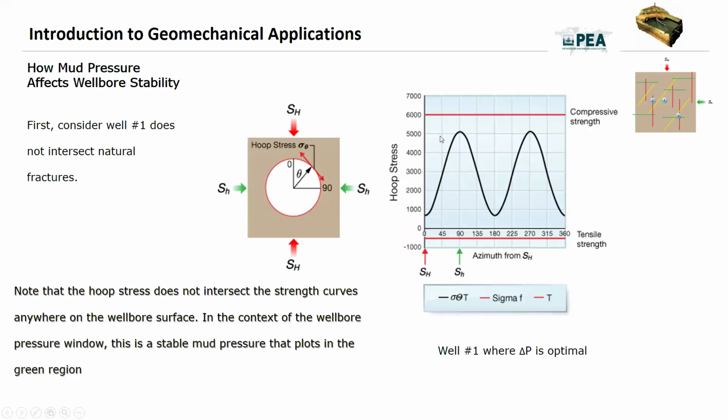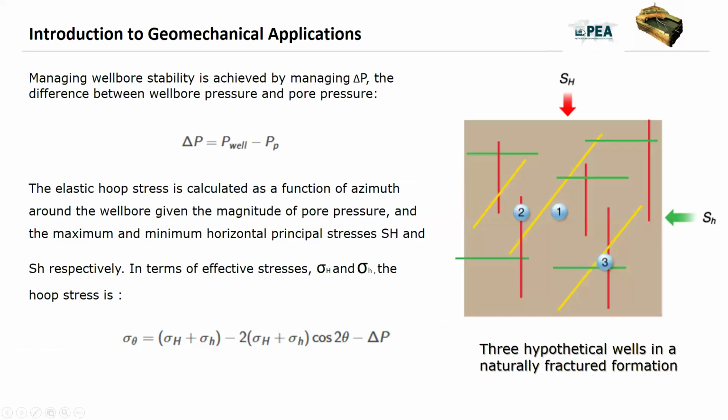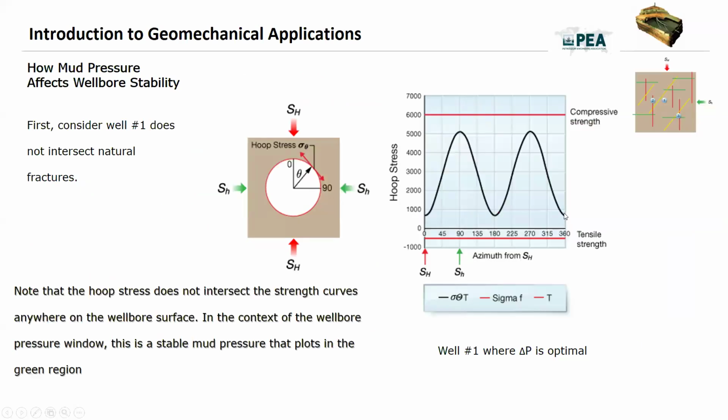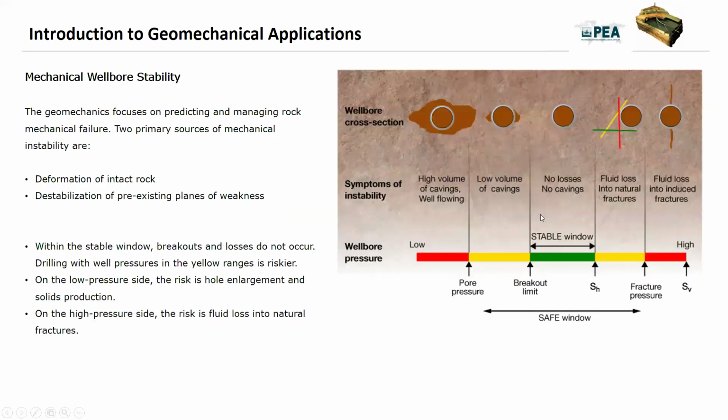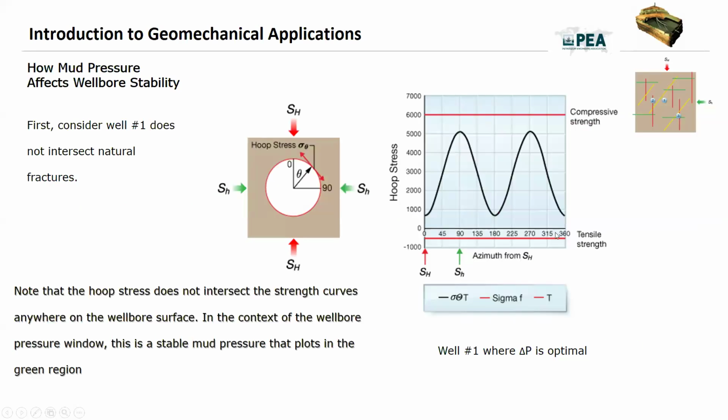The effect of changing the well pressure is to shift the hoop stress curve up or down by an amount of delta P, as we have mentioned before. So the hoop stress does not intersect the strength curve anywhere on the wellbore surface. In the context of the wellbore pressure window, this is a stable mud pressure that plots in the green region. So this well, well one, is drilled in a safe, stable window. This green one.